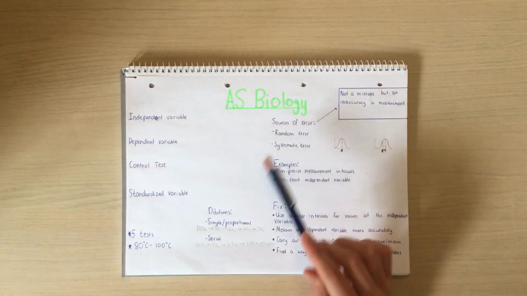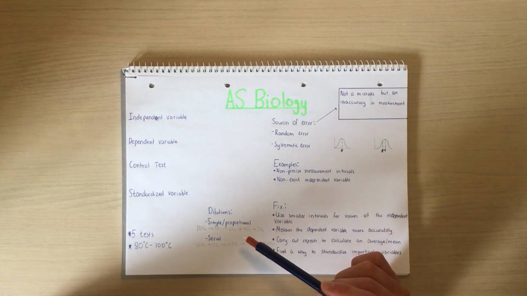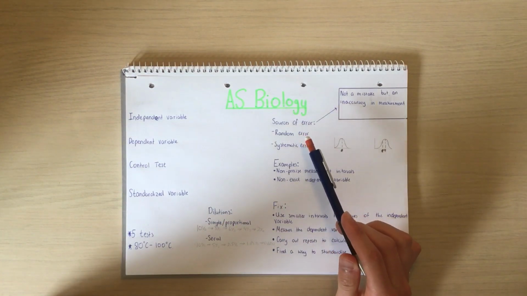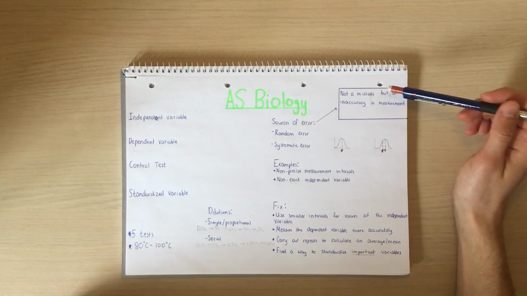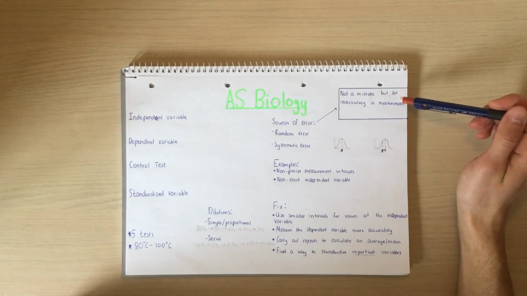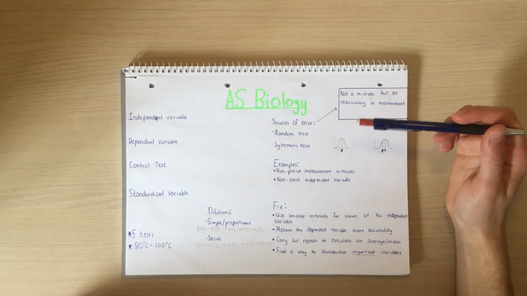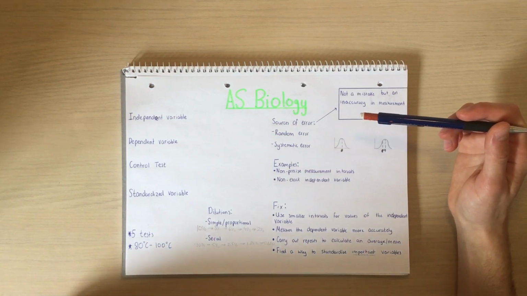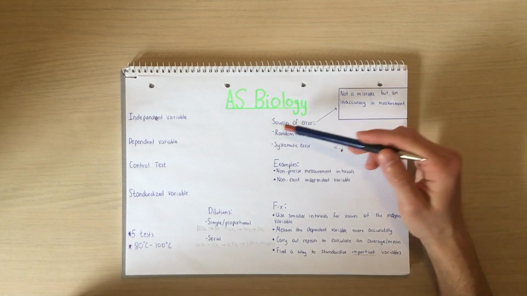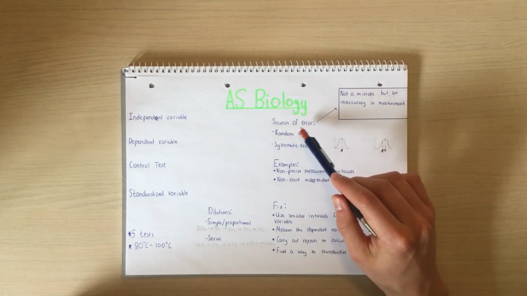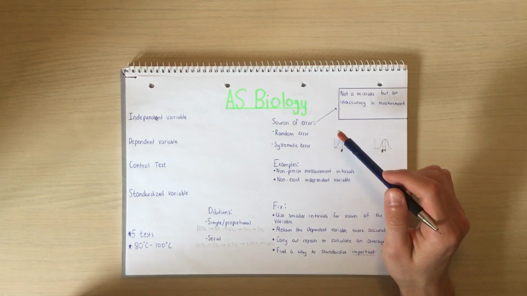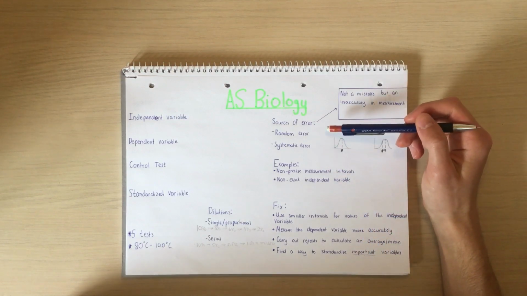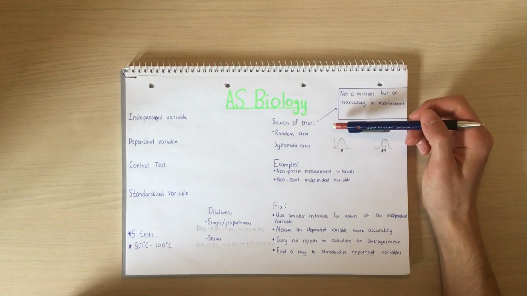Now, moving on to sources of error. The first thing to understand is that a source of error is not a mistake, but instead it's an inaccuracy in measurement, right? It's something that makes our results invalid or unreliable. Two types of errors. The first one is a random error, which by chance gives us a different observation than the true value.